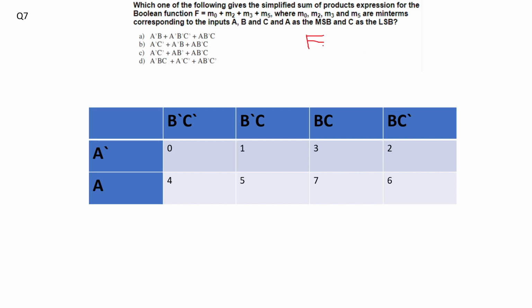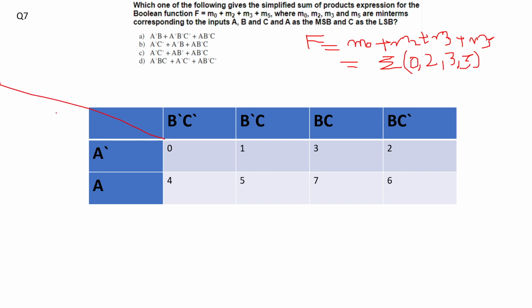This expression is f equal to m0 plus m2 plus m3 plus m5. Some people might be confused with this representation. It is simply f of 0, 2, 3, 5. And what information is in that? A is the MSB, and B and C are the LSB.